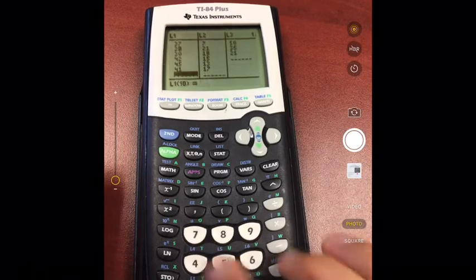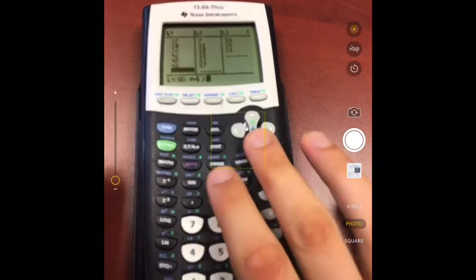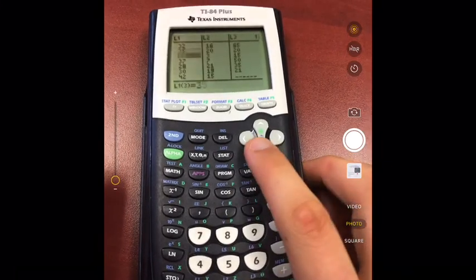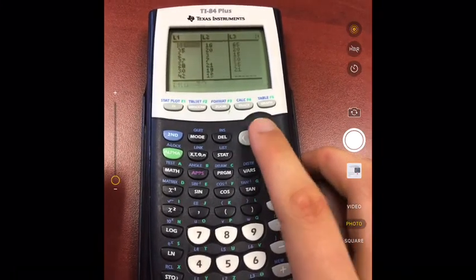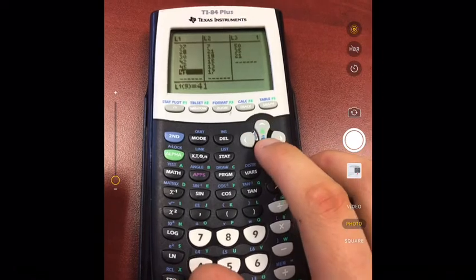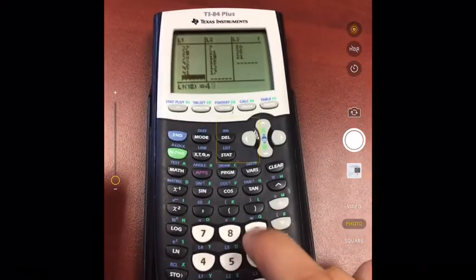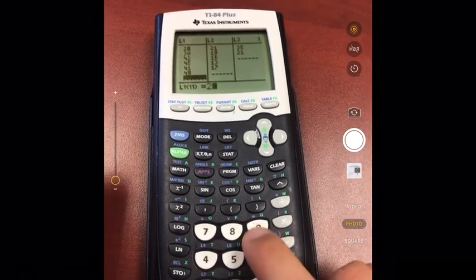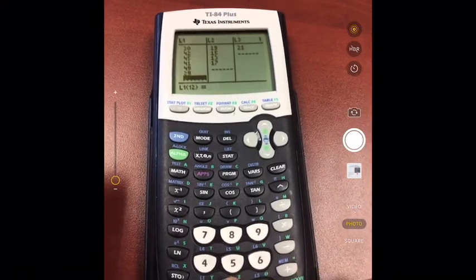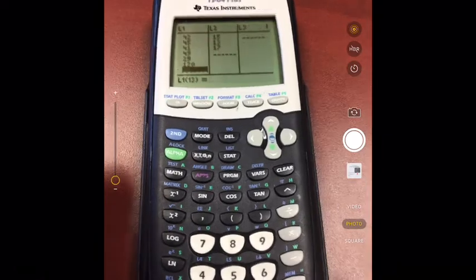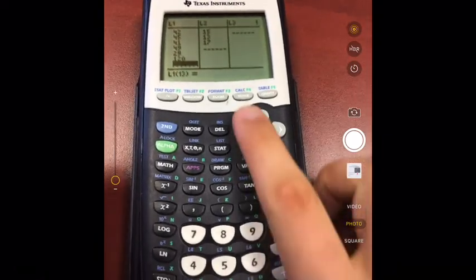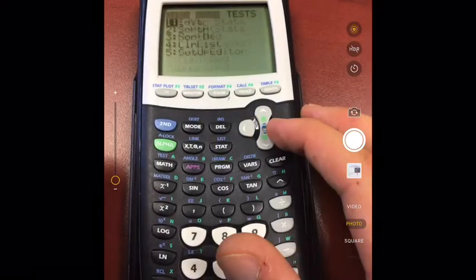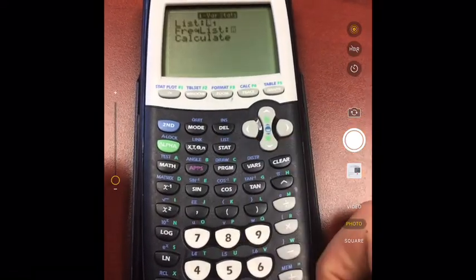45, 41, 49, oops. Let's go back. Where was I? 41. So 49, 29, and 120. I had that little mess up, so I'm going to double check, but yeah, there should be 12 pieces of data, and that's what I have. Okay, now again, I'm going to go into Stat, Calc, 1-Var Stats.